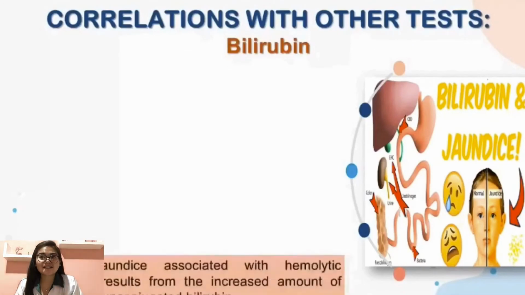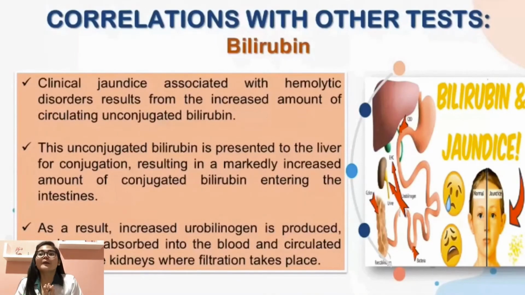So clinical jaundice is associated with hemolytic disorders from the increased amount of circulating unconjugated bilirubin. This unconjugated bilirubin is presented to the liver for conjugation, resulting in a markedly increased amount of conjugated bilirubin entering the intestine. As a result, increased urobilinogen is produced, reabsorbed into the blood, and circulated through the kidneys where filtration takes place. They are correlated with each other because as the bilirubin increases, the urobilinogen also increases in this kind of clinical jaundice, which is associated with hemolytic disorders.